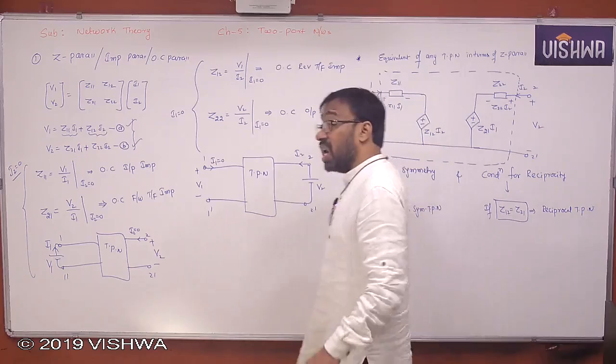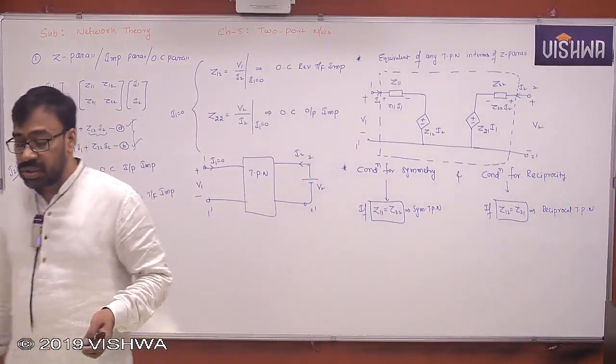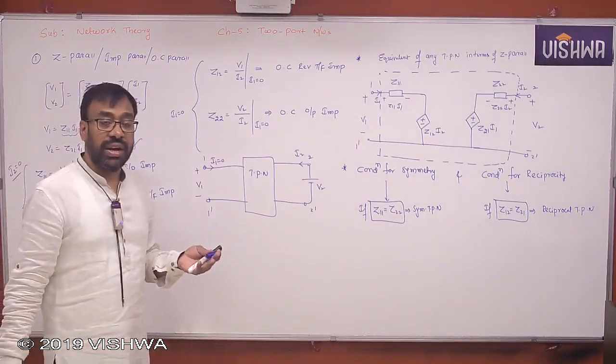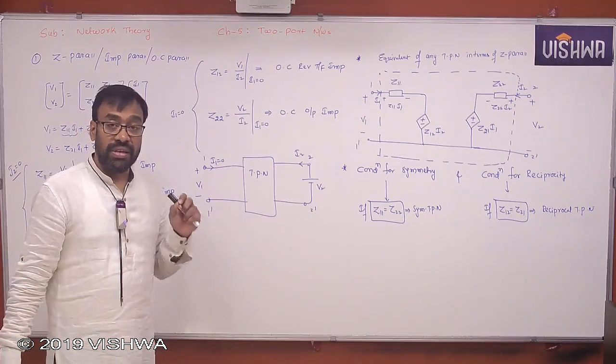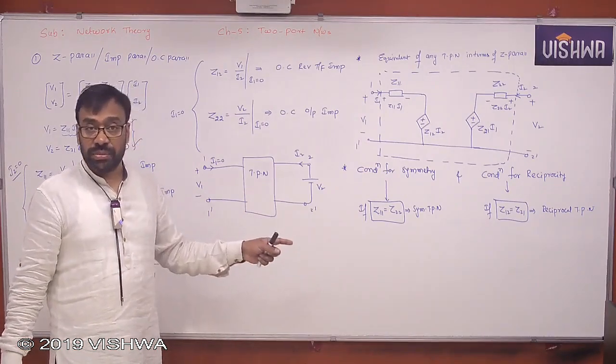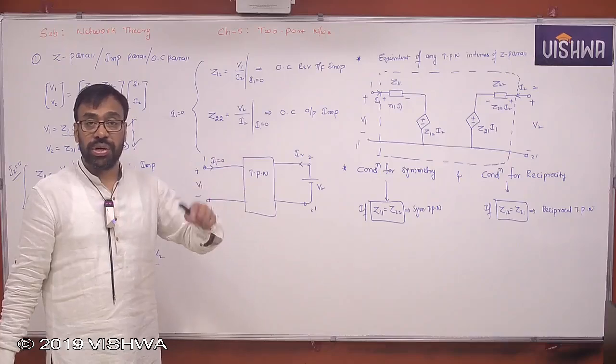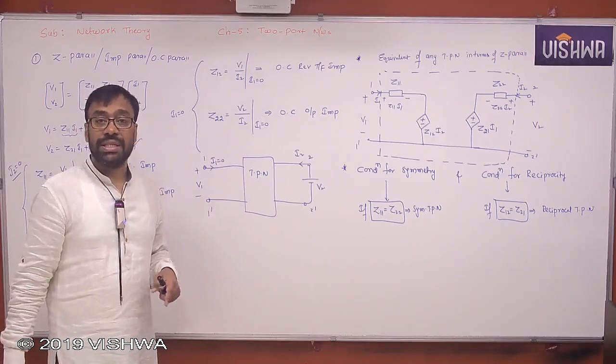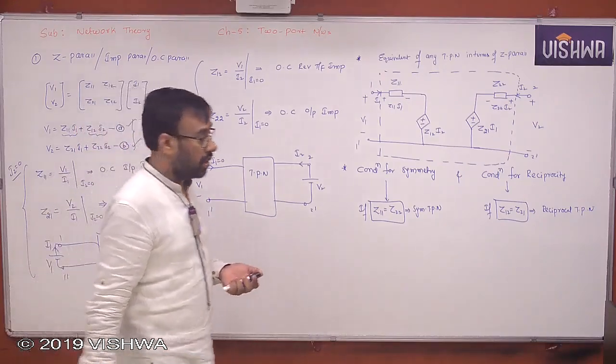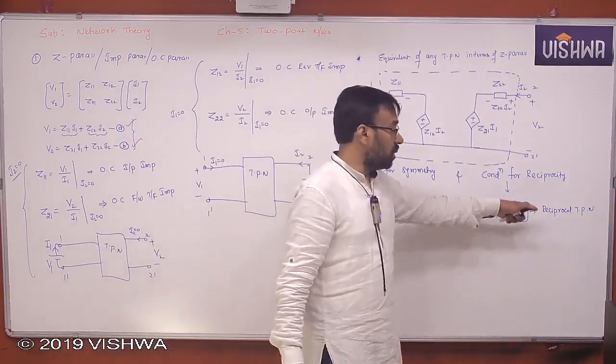Otherwise, it is a non-reciprocal two-port network. So, condition for reciprocity and condition for symmetry. If Z11 is equal to Z22, which is the condition for symmetry, then the given two-port network is said to be symmetric, or else it is non-symmetric or unsymmetric. Similarly, if Z12 is equal to Z21, it is called reciprocal.